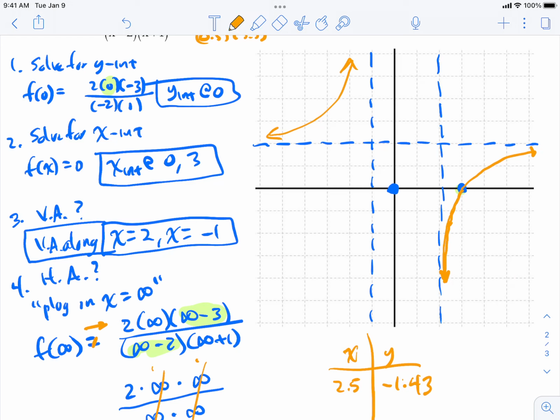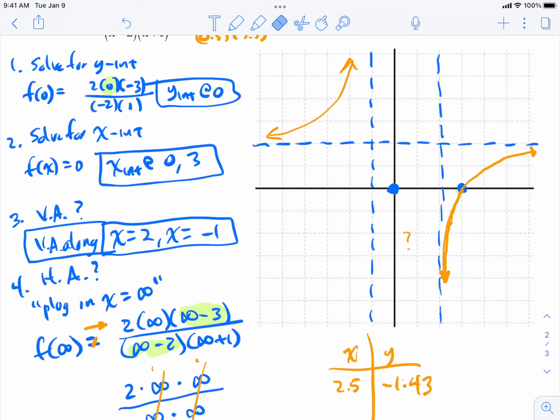One more thing to worry about. What's going on between these two asymptotes? Well, we have that y-intercept right here. That's cool. The question is, does it go down on both sides? Does it go up on both sides? Does it go up one way, down the other? We're going to have to plug in a couple of points.